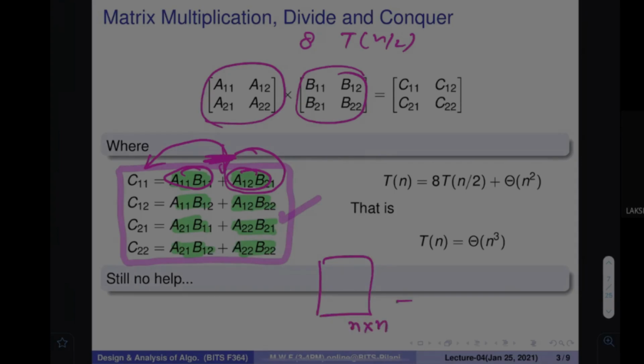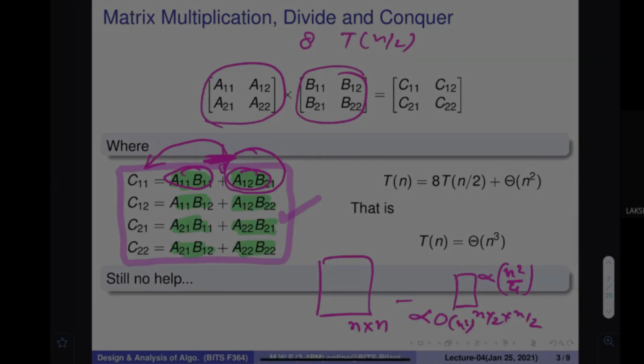Because you are going to add the two items, and earlier let's assume the matrix was n cross n. Now the smaller matrix is of size n by 2 cross n by 2. So these two matrices of n by 2 cross n by 2, meaning n square by 4 size, you are going to add. So they are going to take time proportional to n square by 4. So again, it is proportional to the order of n square only.